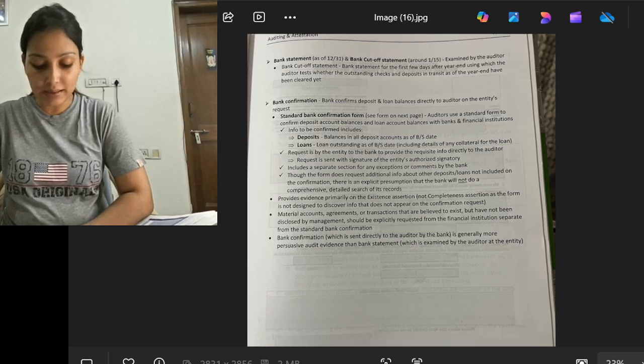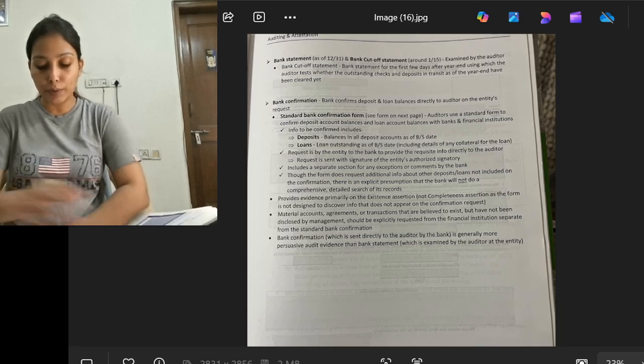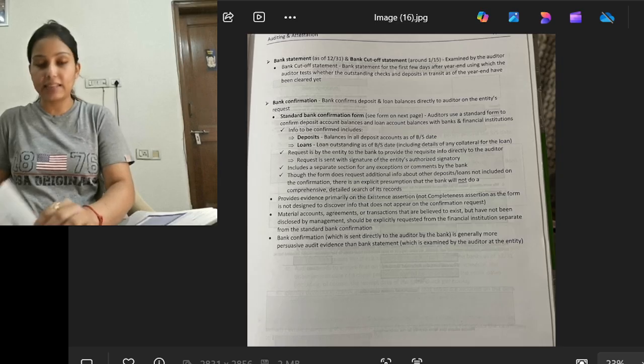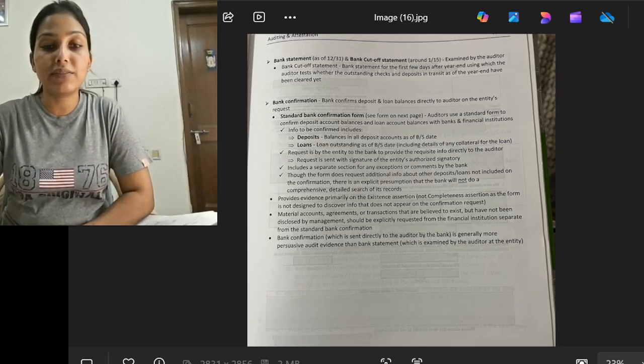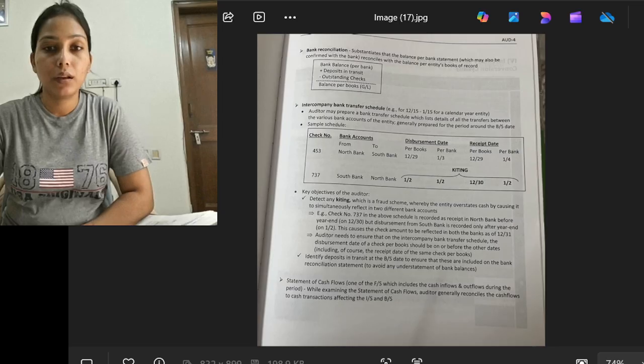Bank confirmation provides evidence primarily on the existence assertion. Material accounts, agreements or transactions that are believed to exist but have not been disclosed by management should be explicitly requested from the financial institution separately. Also, bank confirmation is generally more persuasive audit evidence than the bank statement. Bank confirmation is more reliable and more persuasive audit evidence.